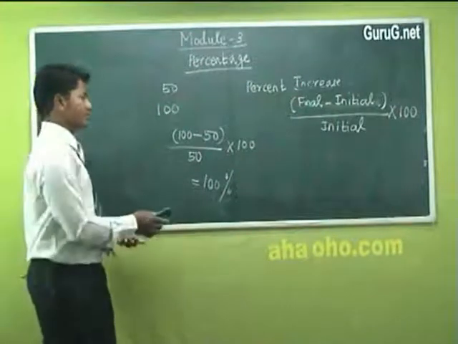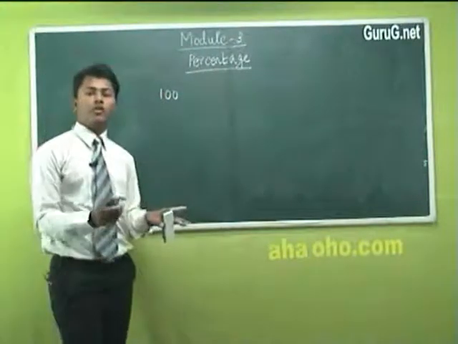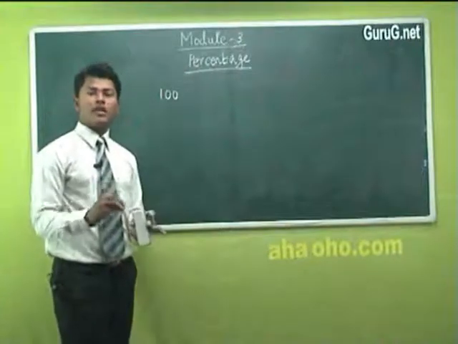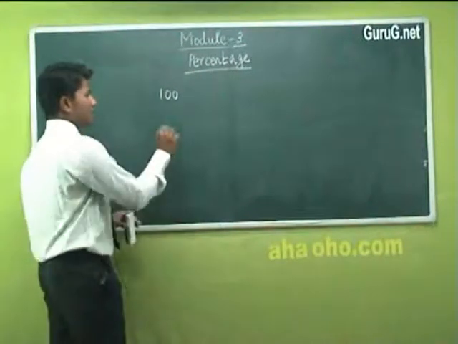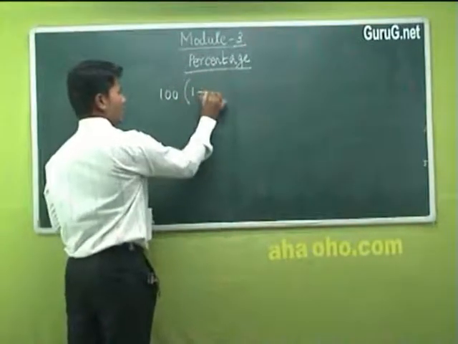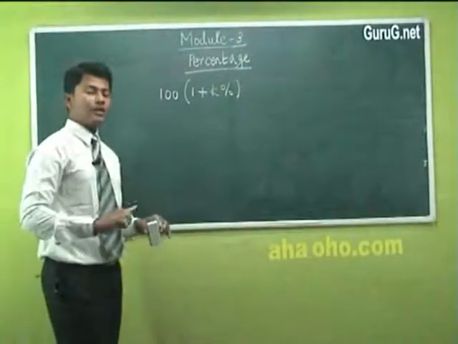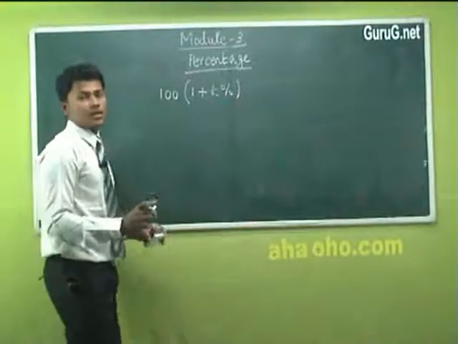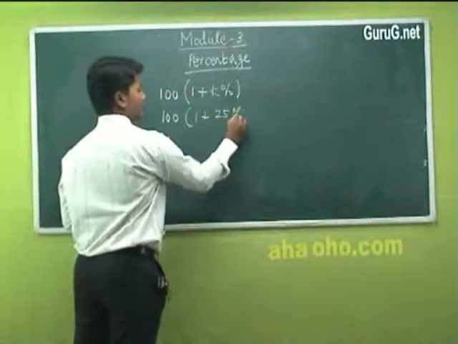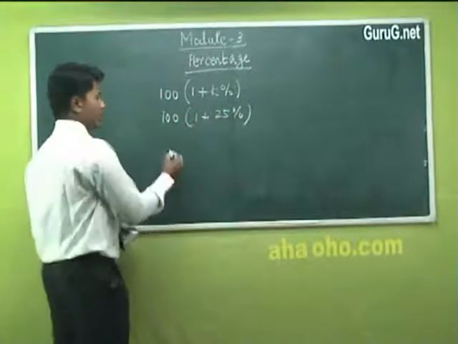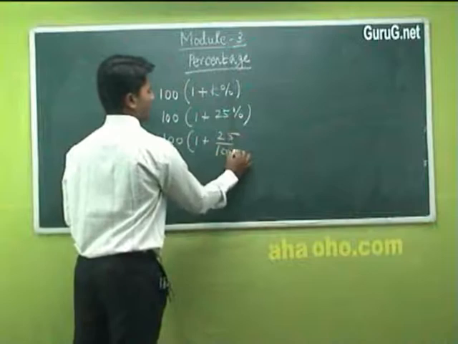It is different. Now you want to increase 100 by 25%. You have 100 apples. You want to increase the number of apples by 25%. So what is the formula? Just multiply 100 by 1 plus k percentage. In this case we want to increase the number of apples by 25%. So 100 into 1 plus 25%. What is 25%? It is 100 into 1 plus 25 by 100.